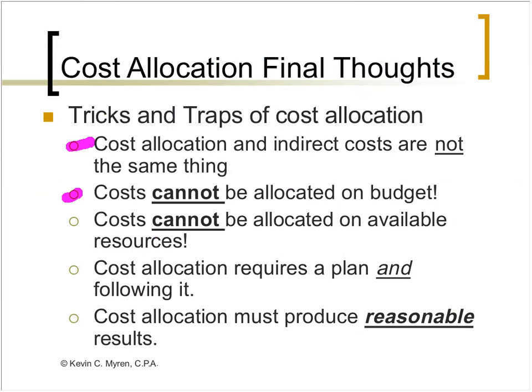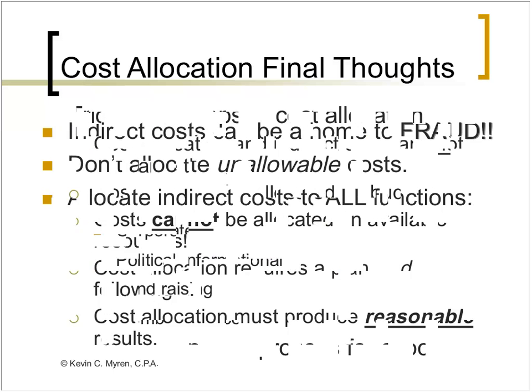It is not okay to allocate costs based on budget. It is specifically precluded in A-122 as well as the new OMB Super Circular. You also cannot allocate cost based on available resources. It must be an after-the-fact allocation based on actuals. The cost allocation requires a plan and following it. It has to be consistent. A final evaluation of cost allocation must produce reasonable results. When you get done, you have to give it the final smell test.